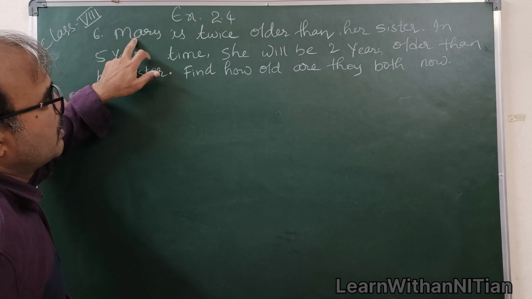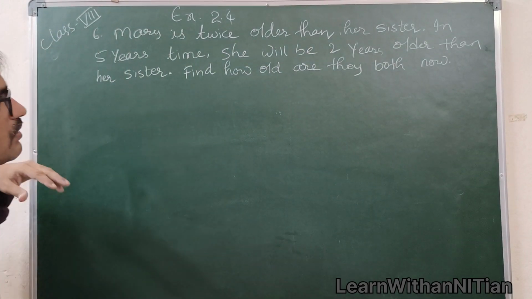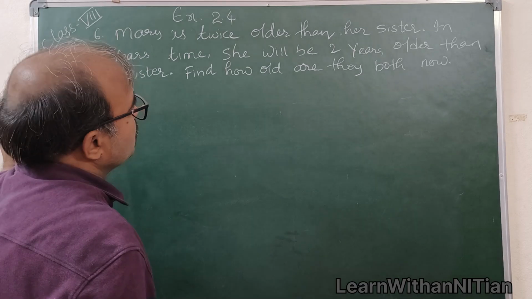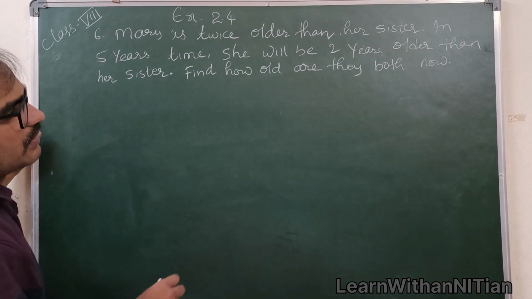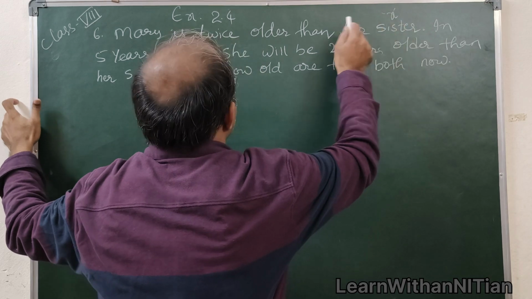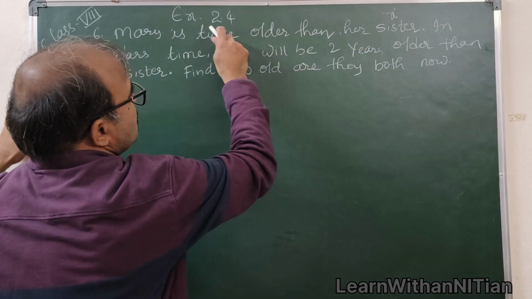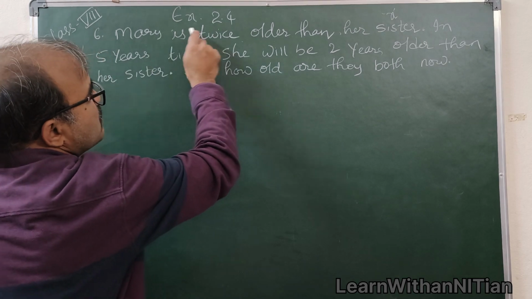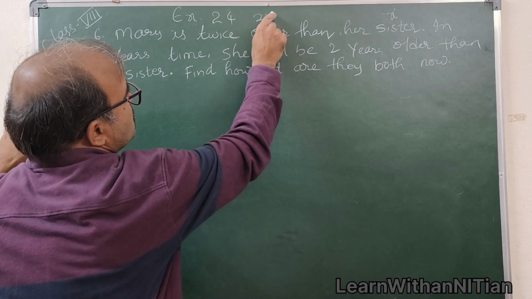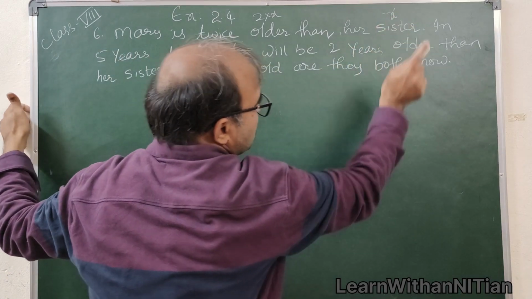The question is, Mary is twice as old as her sister. So if you consider the sister's age as x, then Mary's age will be twice that, so Mary's age will be 2 times x. Mary's age is 2x, the sister's age is x.